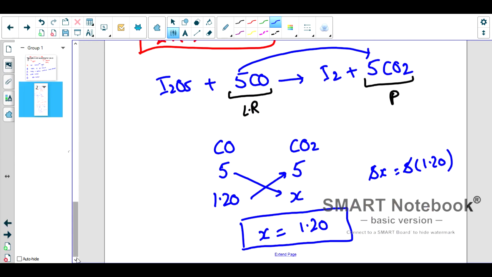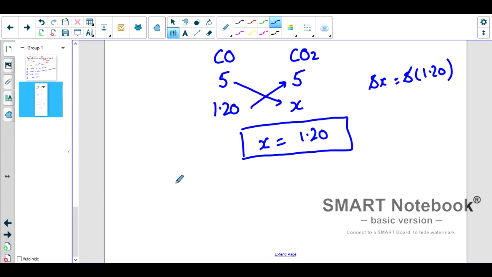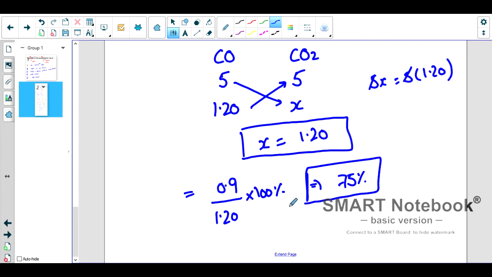Now we want to find the percentage yield. How we can do it? It's on you. You can use the moles also. You can use the grams also. So it will be like 0.9 over 1.20 times 100%. So we get around 75% yield. It means we have a loss of 25%. This is how we can calculate the yield.